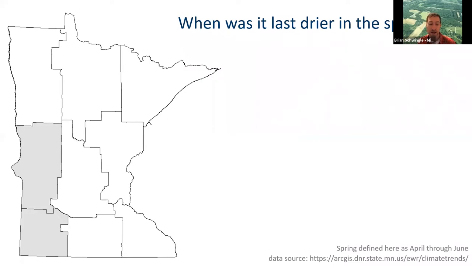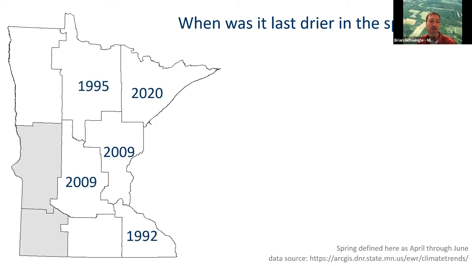And then of course, drought has different effects on trees depending on when it occurs. So the question that I like to ask, for April through June, let's just call that spring, is when was it drier in the different climate zones in Minnesota? I've grayed out the West Central and Southwest. I haven't looked at those, but just in these other parts.